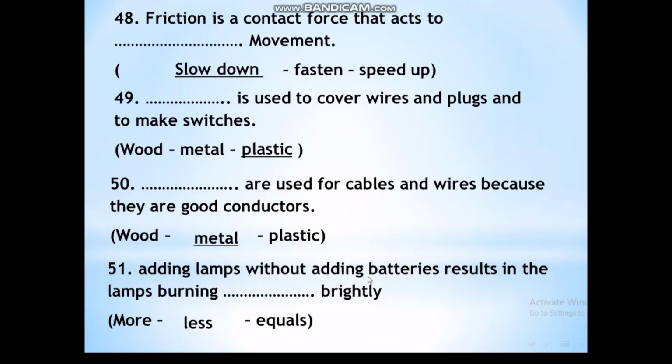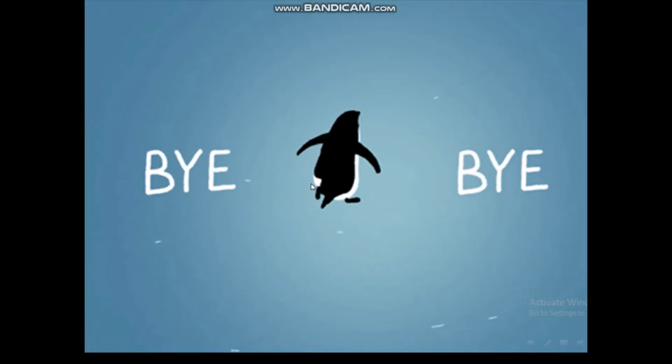51. Adding lamps without adding batteries results in the lamps burning less brightly. This is the end of the revision questions. Wishing you all the best, guys. Stay safe and take care.